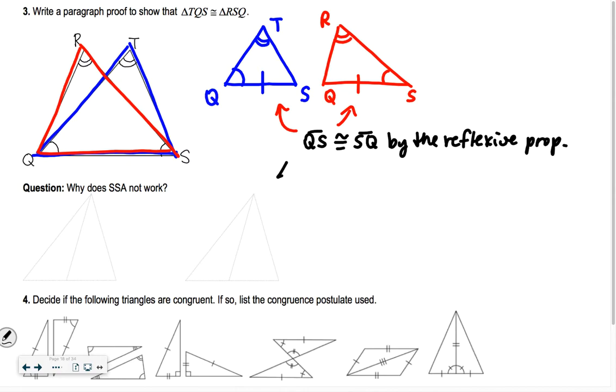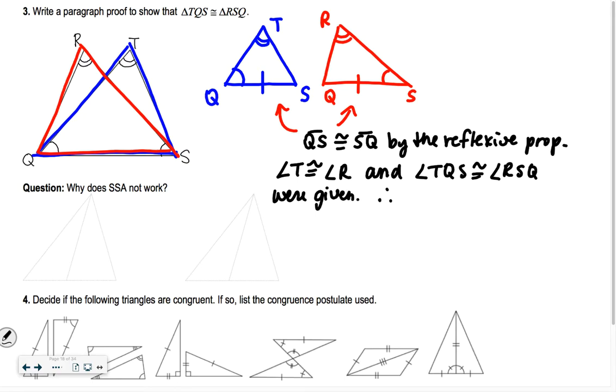And then we already knew that angle T was congruent to angle R, and angle, so I don't want to say angle Q is congruent to angle S, I have to be careful. So I'm going to say angle TQS is congruent to angle RSQ, we're given. Therefore, triangle TQS is congruent to triangle RSQ by angle, angle, side. Done.